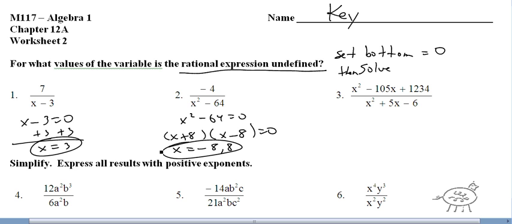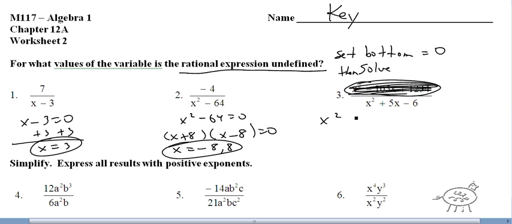That's your answer. Now, I kind of did this on purpose. Look at the top, man. It's brutal. X squared minus 105x plus 1,234. What do you do with that? I don't really care what you do with that, because it doesn't matter. You only are concerned with the bottom of this fraction. So that is out of here, man. I don't care about that.